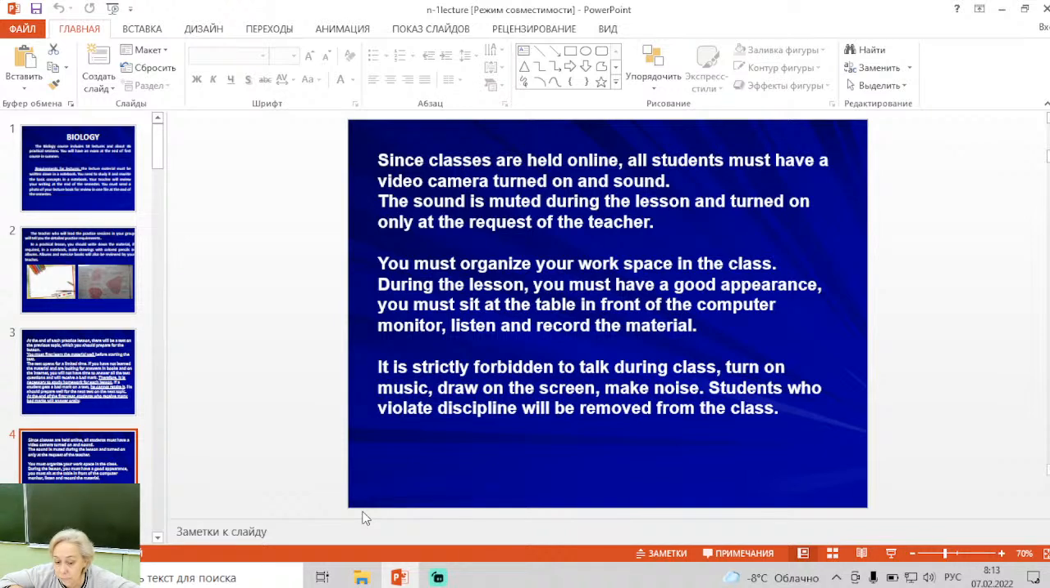It's strictly forbidden to talk during class, turn on music, draw on the screen, or make noise. Students who violate discipline will be removed from the class.